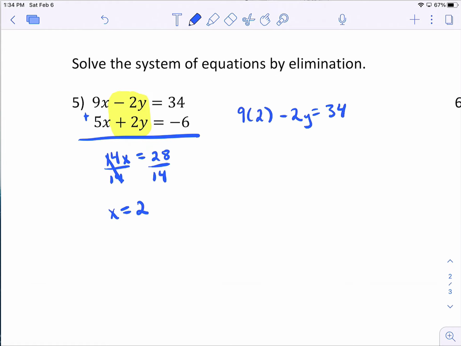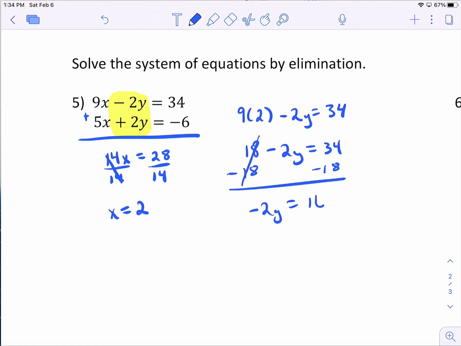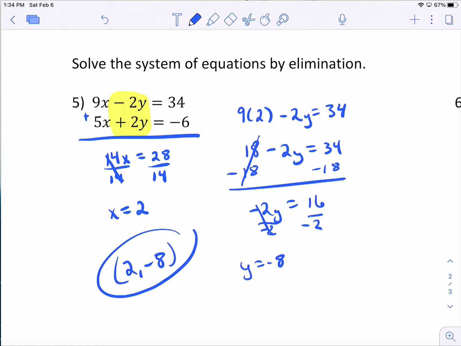So I'll put 2 in for x, and that gives me 18 minus 2y equals 34. Subtract 18 from both sides, and that gives me 16 divided by negative 2. So y equals negative 8. That gives me 2, negative 8. And again, if I plug in 2 and negative 8 for x and y into that bottom equation just to check it, that would turn out to be negative 6 when I work it out.